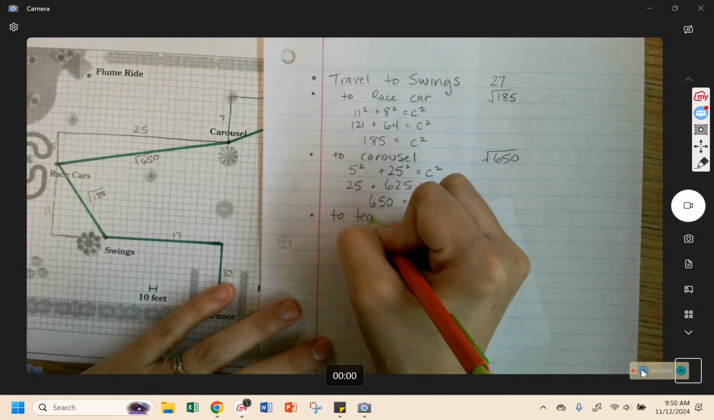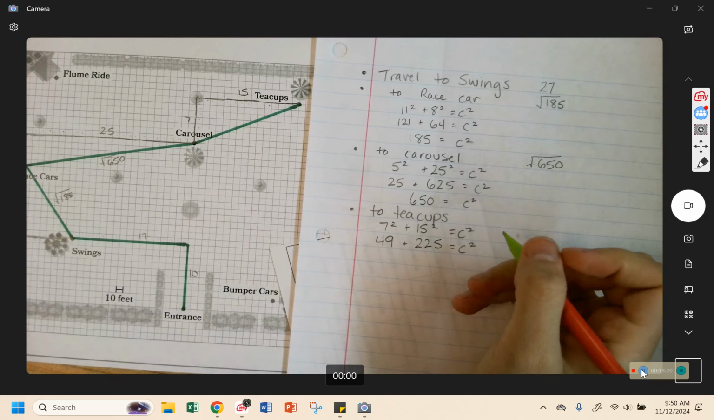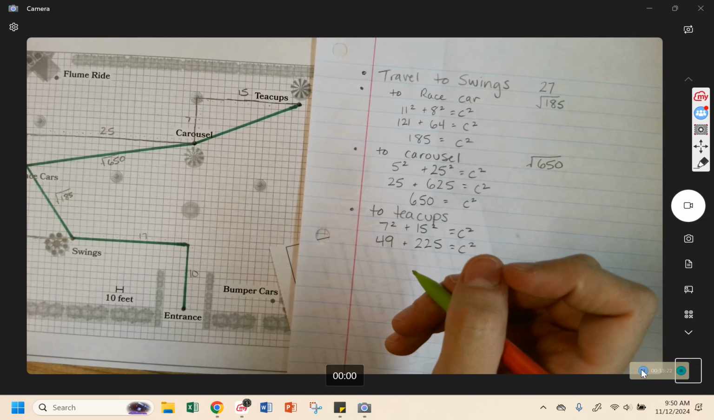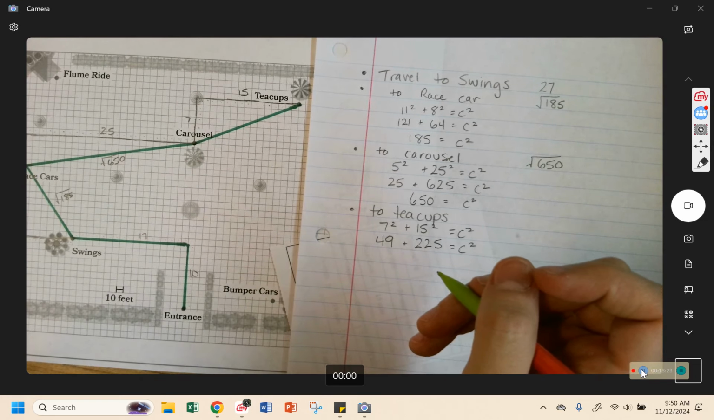We have 7 squared and 15 squared. 7 squared is 49. 15 squared is 225. Plus 49 is 274, which again is not a perfect square, so we'll leave that as the square root of 274.